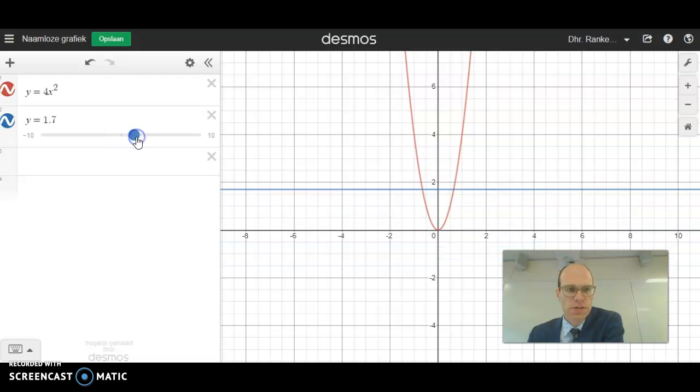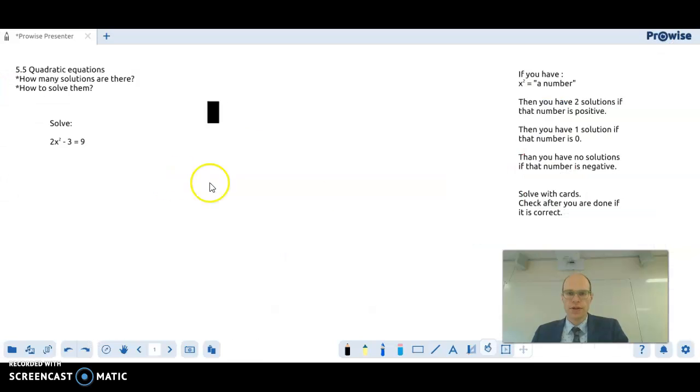That's basically it. If you have that x squared is a number, or 4x squared is a number, then if that number is positive, you have two solutions. Is that number 0, you have one solution, and if it is negative, you have no solutions.